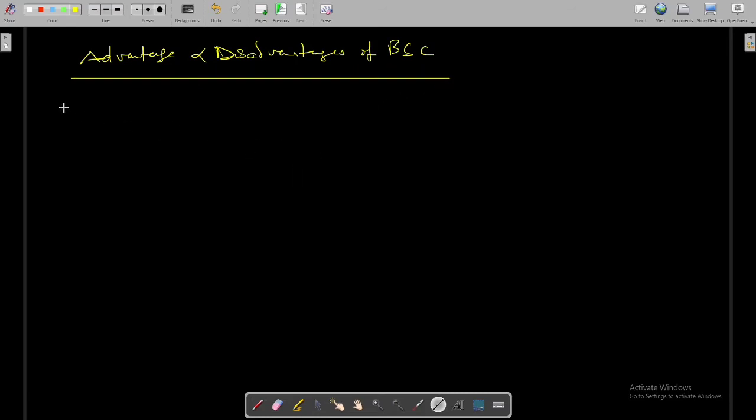Now let's look at the advantages and disadvantages of the balance scorecard. Okay, so let me use the yellow color. Advantages and disadvantages of balance scorecard. So we will start with the advantages. Then we shall look at the disadvantages.